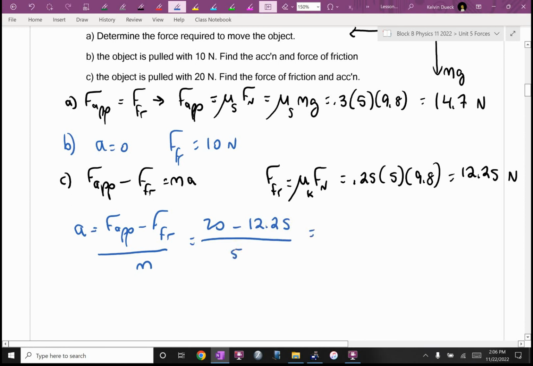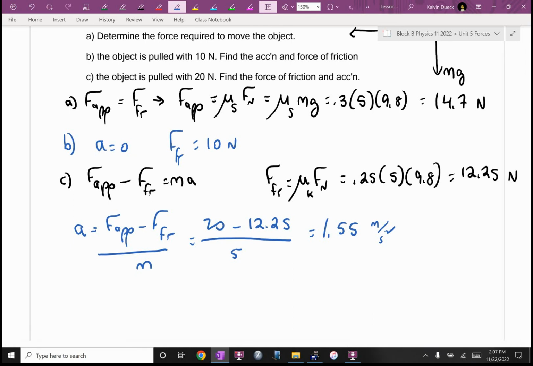Do that one in your head. What's a good trick to divide by 5? Divide by 10 and then double it. That'll work. So it's going to be 20 take away 12.25 is 7.75. It's 0.775 times 2. So there's going to be a 1.4, a 1.5, a 1.55. Okay. Yeah? Units, Andrew, it's an acceleration. Good. Okay. So we're mixing and matching and moving around a little bit.